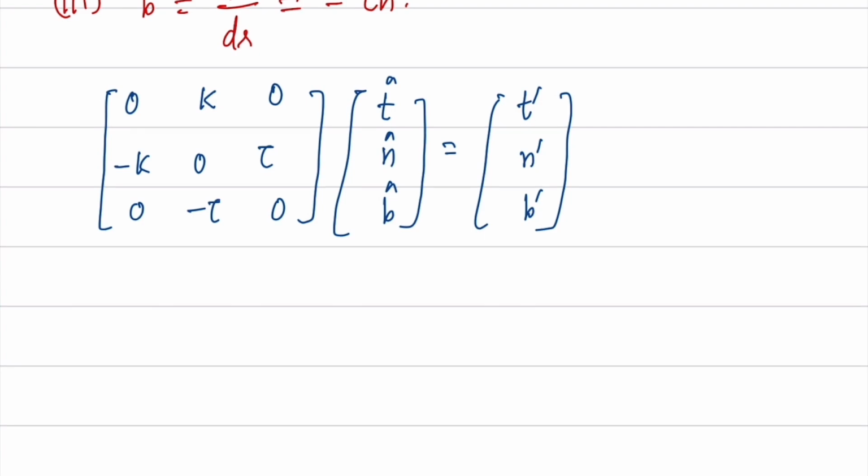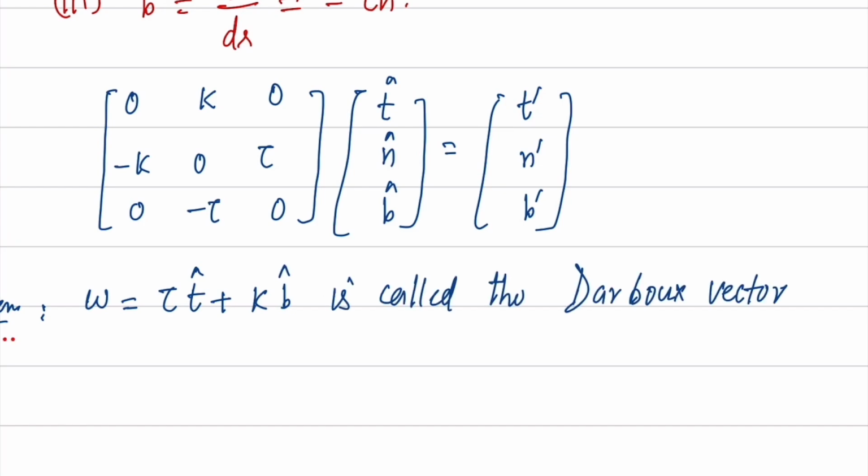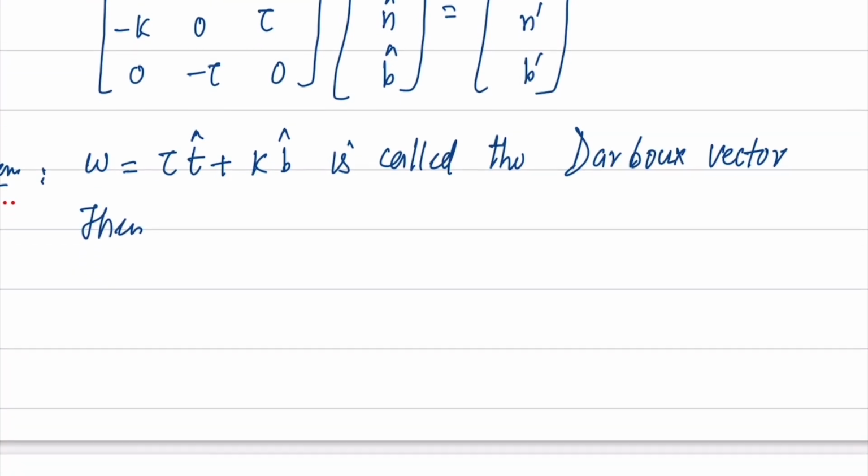Now we have some more properties related to these parameters associated with the curves. We have one new vector w equal to tau into tangent plus curvature into binormal. So here tau means the torsion, t means the tangent vector, k means the curvature, and b means the binormal vector. This is called the Darboux vector. Now once we have this Darboux vector, then this also gives us the three Serret-Frenet formulae.